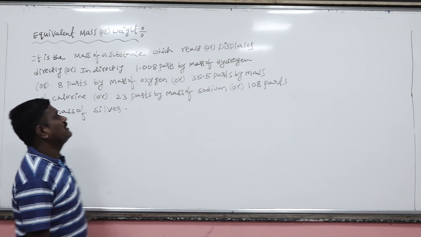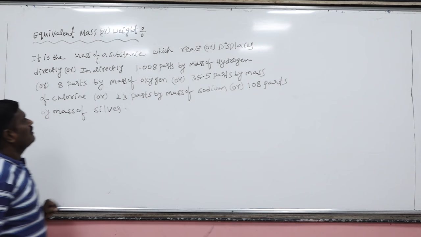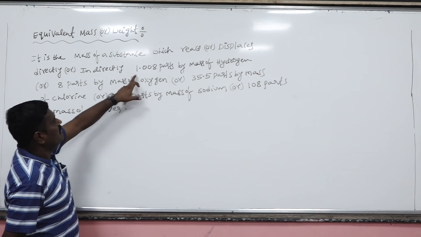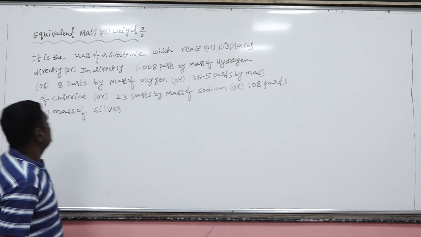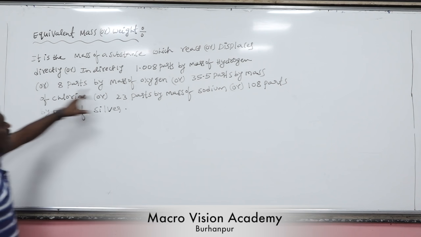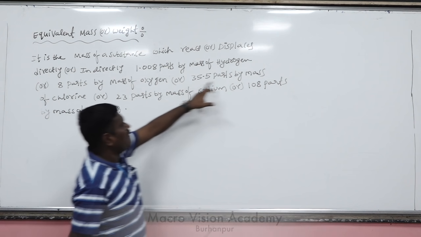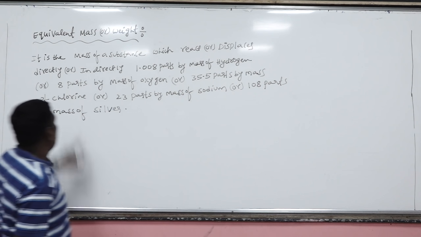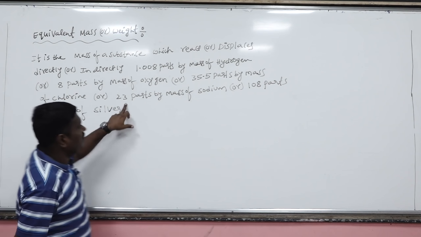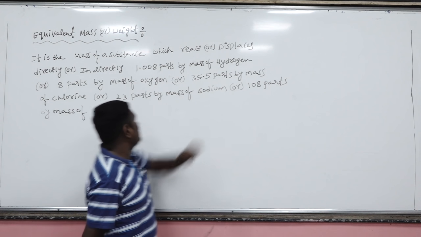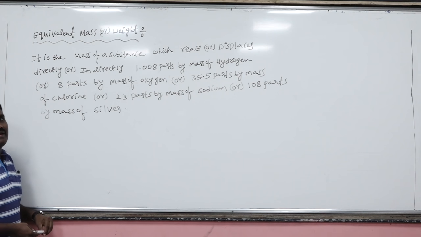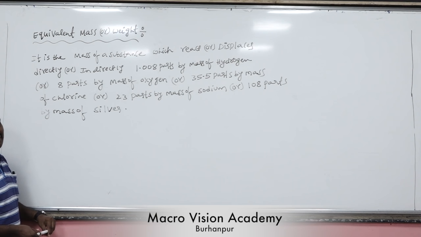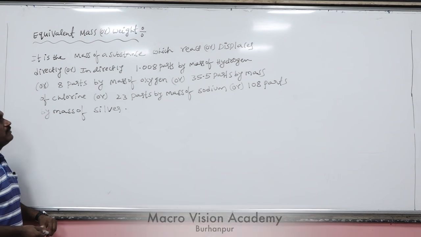That is 1.008 grams of hydrogen. If any substance which reacts, combines or displaces approximately, let's say, 1 gram of hydrogen, or 8 grams of oxygen, or 35.5 grams of chlorine, or 23 grams of sodium, or 108 grams of silver, then the mass of that substance is called 1 gram equivalent. Are you getting my point?